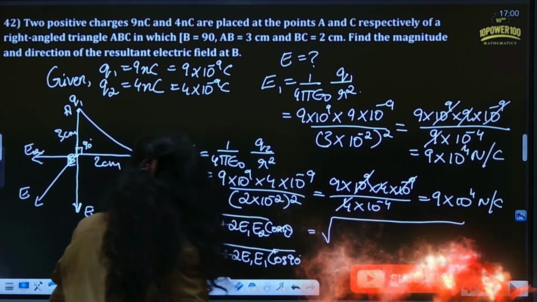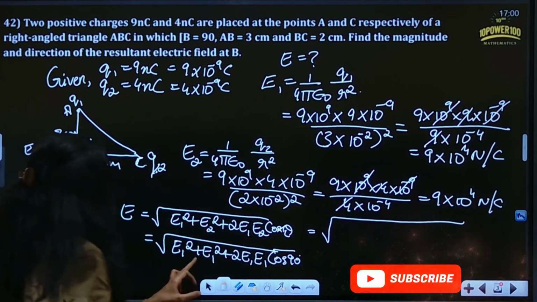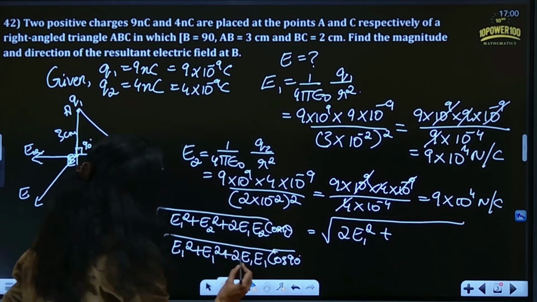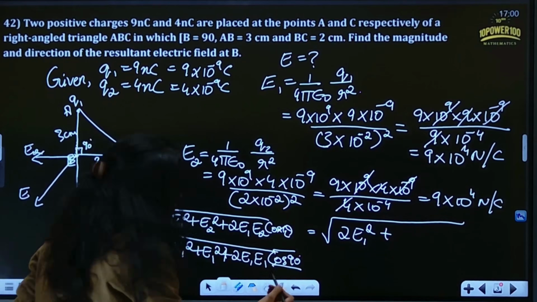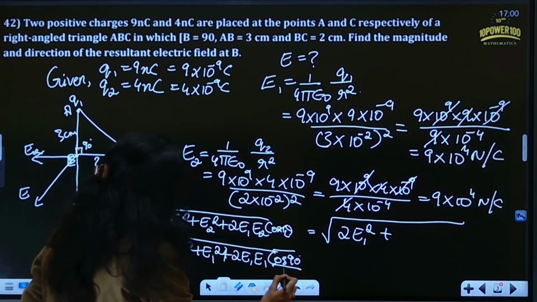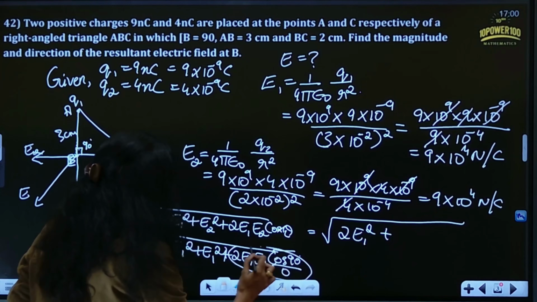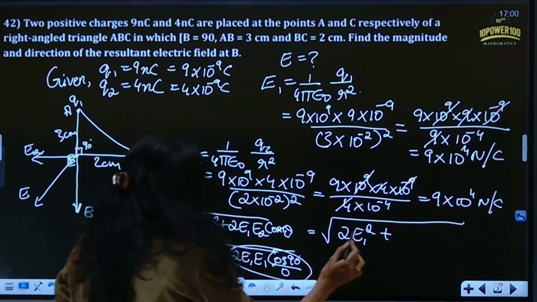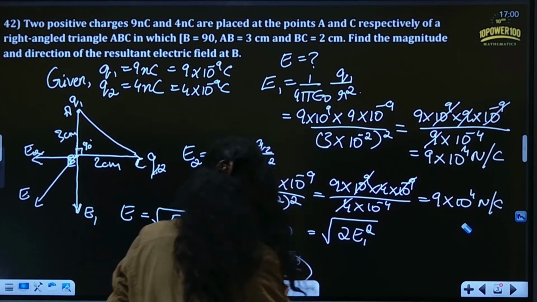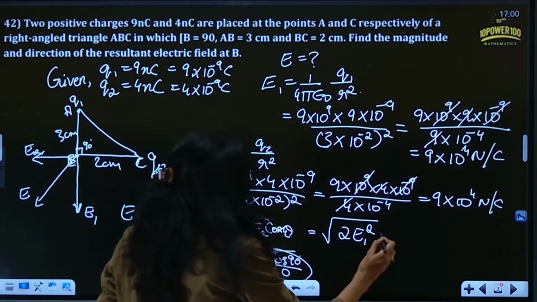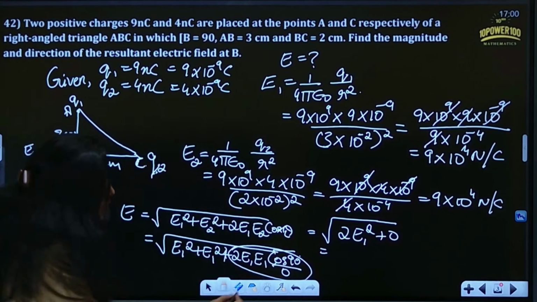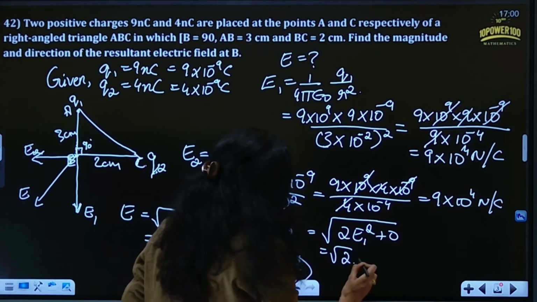Root of, so they both are the same. So E square plus E square will be 2E square. Plus, what's the value of cos 90? It is 0, right? So this complete term becomes 0. So you can just take E as... plus 0.